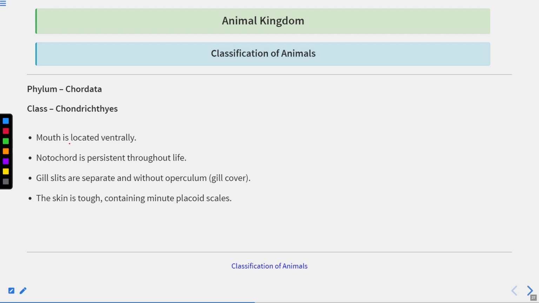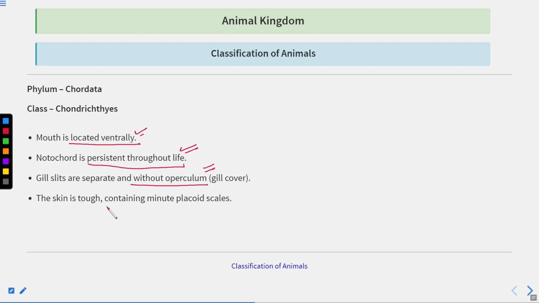The mouth is located ventrally. If you see where the mouth is present, it is slightly ventral in position. Notochord is persistent throughout life. Gill slits are separate and without any operculum, so there is no covering to the gill slits. The gill slits are separate and open.